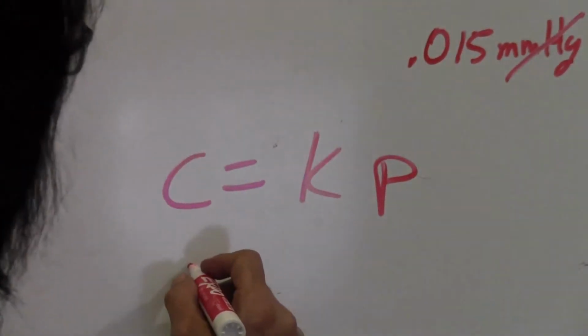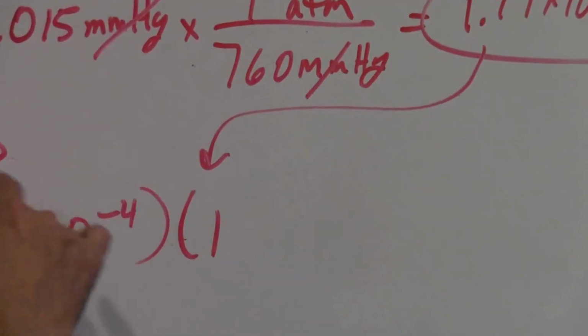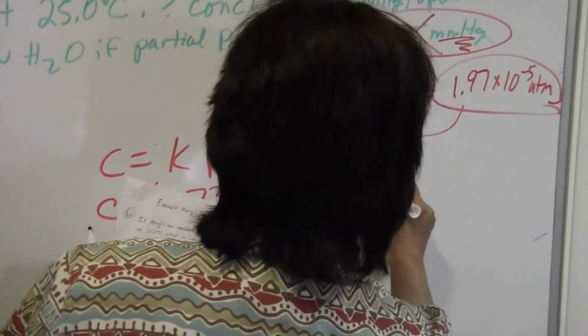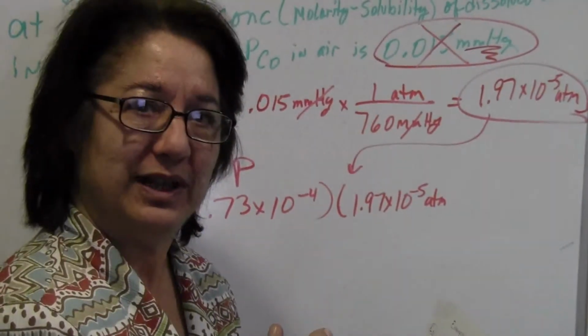They gave us the K, right? 9.73 times 10 to the minus 4th. And they gave us, we fixed the pressure. Oh, Kp duty. Henry's Law. Henry did Kp duty. 1.97 times 10 to the minus 5th. It's funnier when I'm in front of a class.